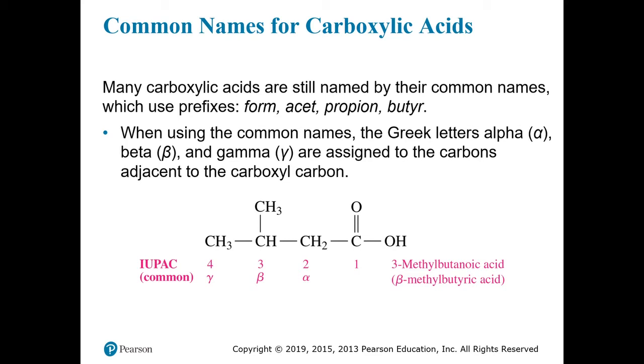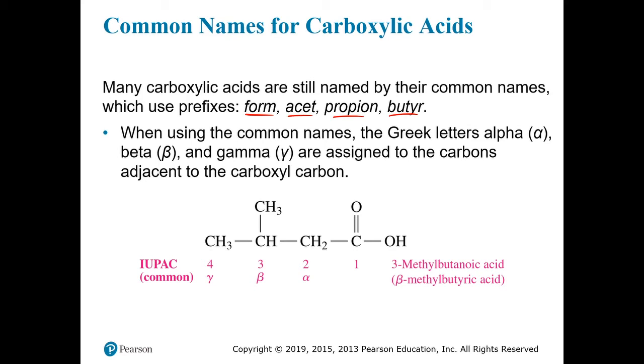But there are two things you might want to keep in mind. First is that you may see prefixes like these: form, acet, propione, or butyra. These are the prefixes used in some common names of compounds, and they can sometimes look like they're just misspelled forms of other prefixes or base names that we've learned about, but they're not. It's a totally different system, so you may come across those, and you should just be aware of that.